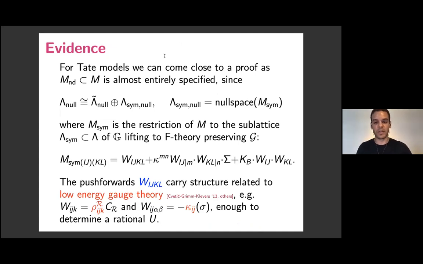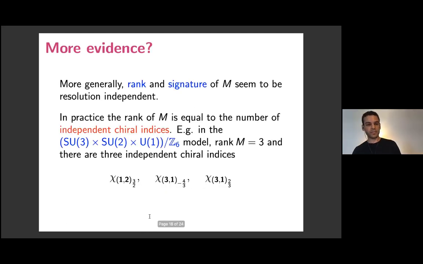But another one is that if we look specifically at the Tate models, we can find an almost complete general specification of what the restriction of the intersection pairing to the non-degenerate sublattice looks like. And combined with some facts about the low energy effective gauge theory, there's enough structure to actually work out an ansatz for what U is supposed to look like, the change of basis. More generally, you could ask about the rank and the signature of M, and they seem to be resolution independent.